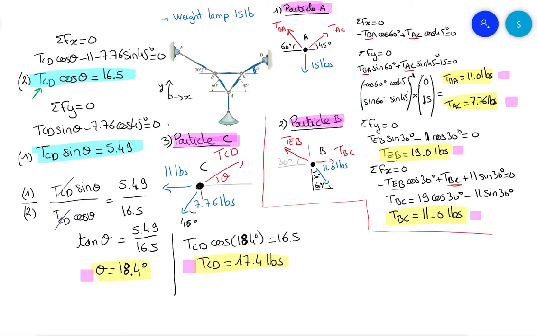The weight of the lamp was 15 pounds. And look at the pounds. We have 11, 8, 19. The more there is an angle, the bigger it is. So TEB has a 30 degrees angle only, so that's normal that it increased the tension in the rope, and TCD 17.4. So yeah, I think everything made complete sense.